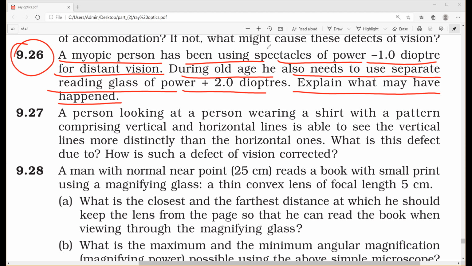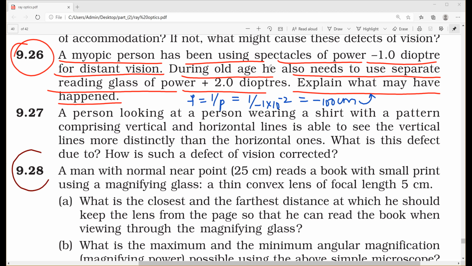So here, the focal length of the spectacle is calculated by using the formula f is equal to 1 by p. The p value is minus 1, they have given 1 diopter. If you simplify this, we are getting 100 centimeters. So this is the solution for 9.26. And next we shall see 9.28.